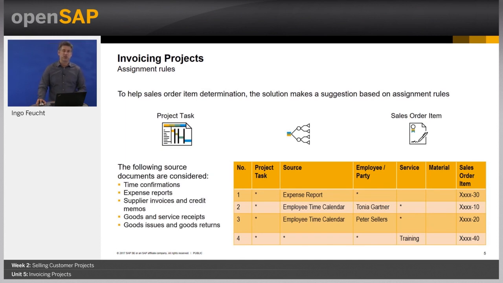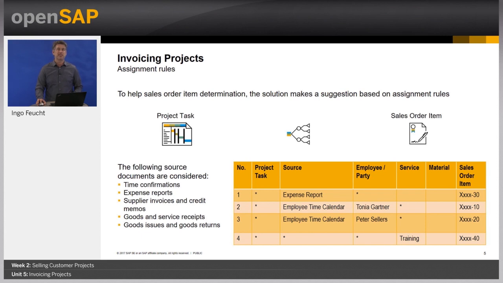Now let's talk about the assignment rules. To help with the sales order item determination, the solution was designed in a way that it makes suggestions based on assignment rules. These assignment rules are automatically executed when the document is posted on a customer project task. Hereby, the expense document could be a time or expense recording, a supplier invoice, or a material consumption, as mentioned before. Here in the table, you see characteristics such as the project task, the source, the employee and service, or the material that can be used to tell the system which sales order item should be assigned.